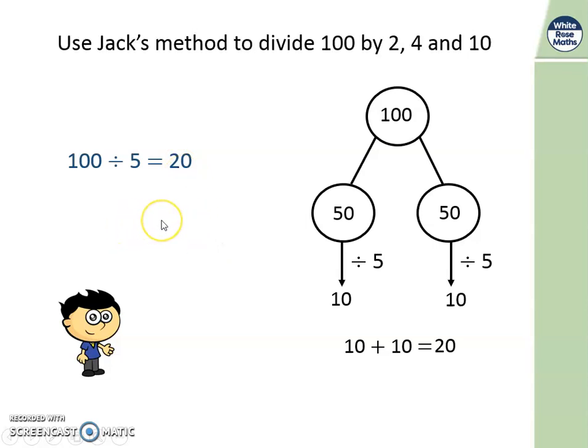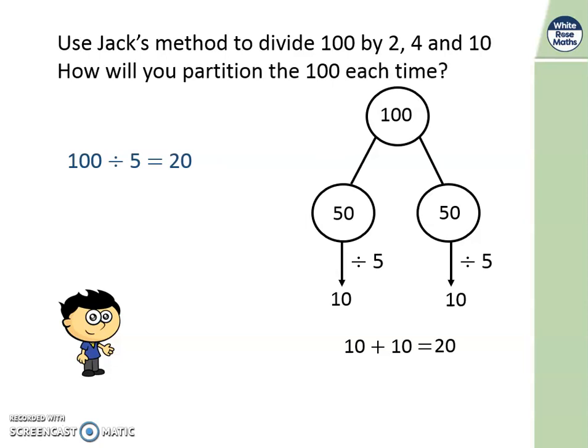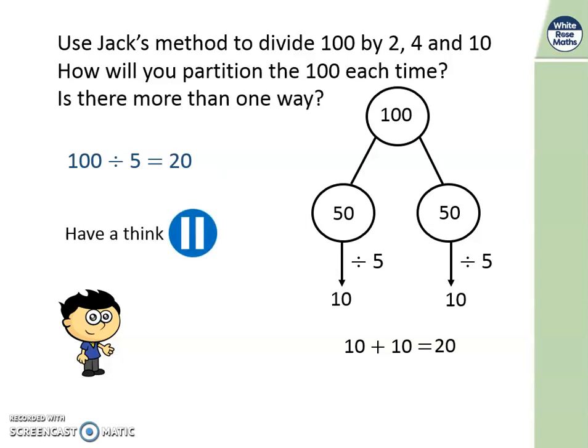Try using Jack's method to divide 100 by 2, by 4, and by 10. Do you find this easier? How will you partition that 100 each time to make it easier for yourself? Is there more than one way to do it? Have a think, have a play, see how you get on.